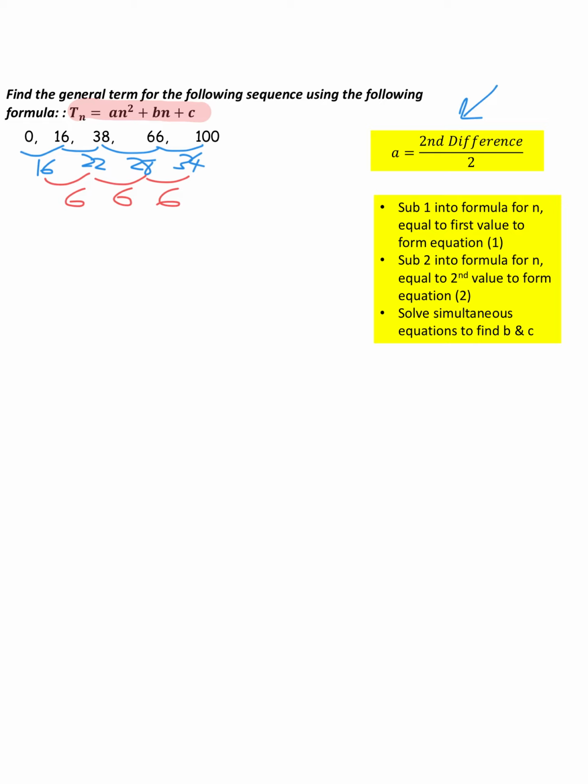So now for a, that's our second difference divided by 2. So a is equal to 6 over 2. So that means a is equal to 3. So let's put that into our formula. So Tn is equal to 3n squared plus bn plus c.